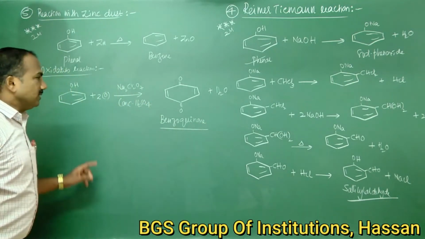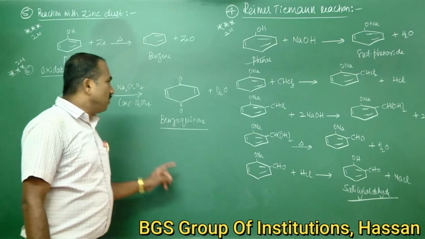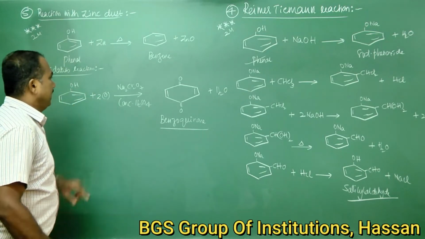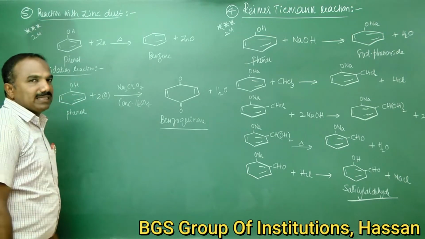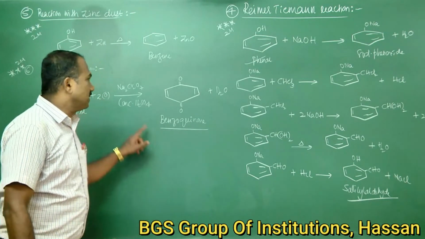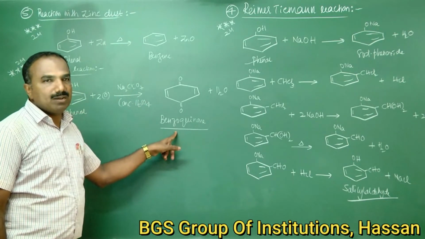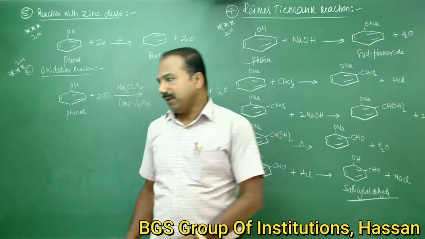So what is the product formed? In the examination, the question will be asked like this: what is the product formed when phenol is heated with chromic acid or sodium dichromate in presence of concentrated sulfuric acid? We should write benzoquinone. So that's about the chemical properties of phenol.